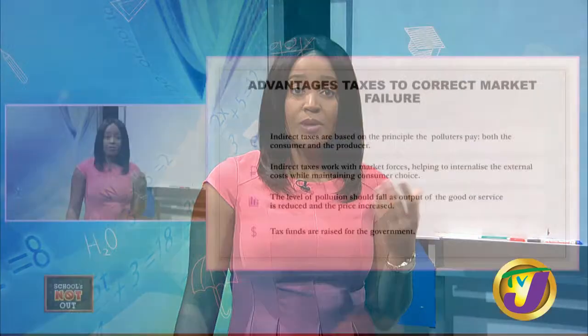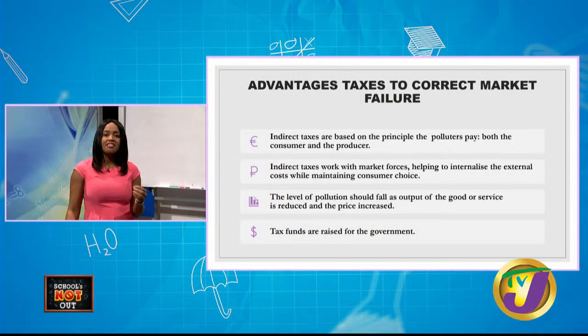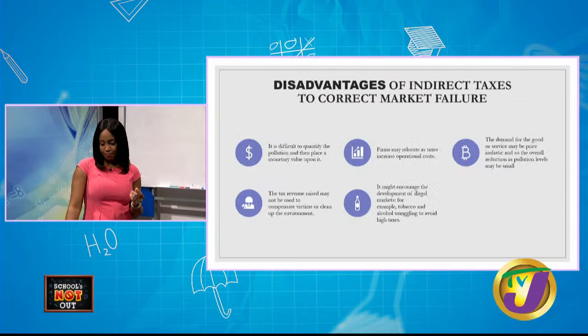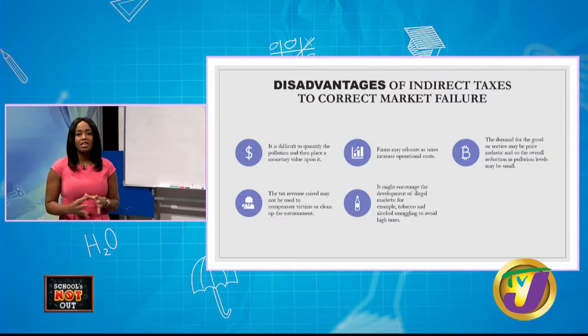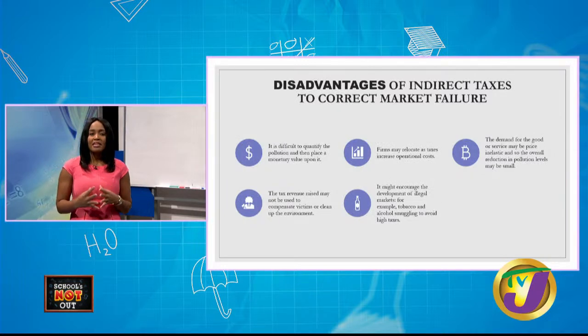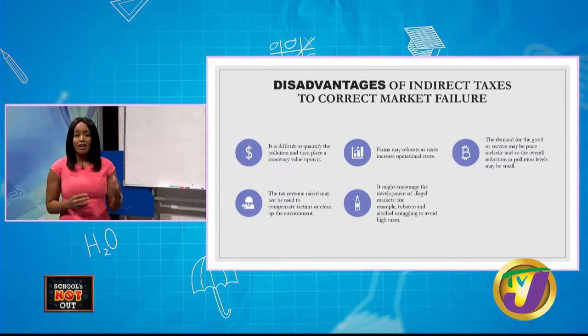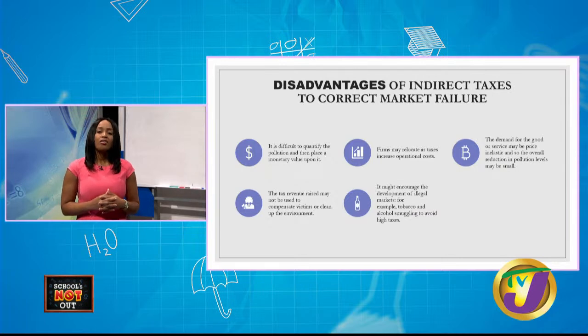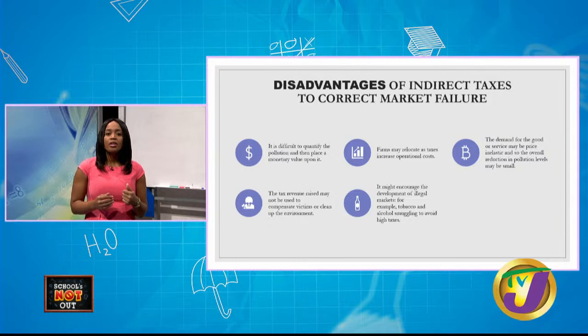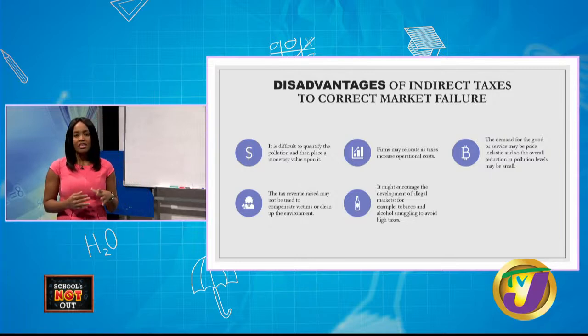So another advantage is that the tax funds that are raised will help the government, and in some instances they can use the funds to compensate the persons who have been negatively affected. And it will also discourage businesses from participating in some types of production. So what if the production of the business is causing the environment to be very polluted, and the government places a tax on the production? Then this would force them to cut back their production levels, and so it would reduce the level of pollution in the environment.